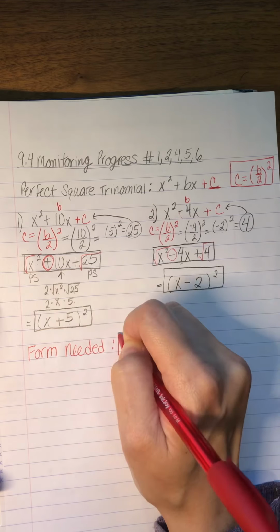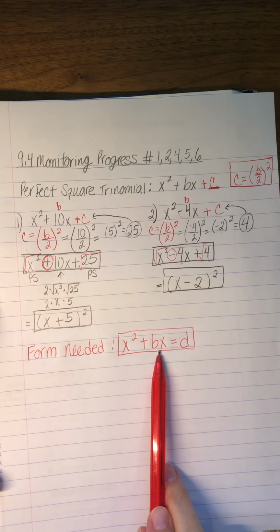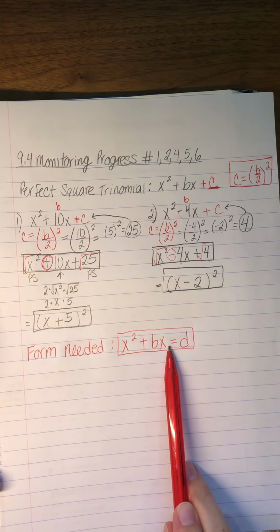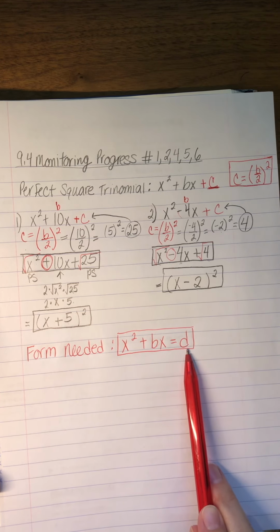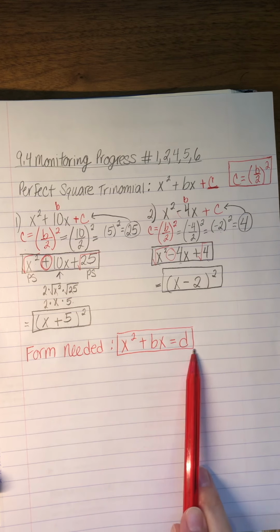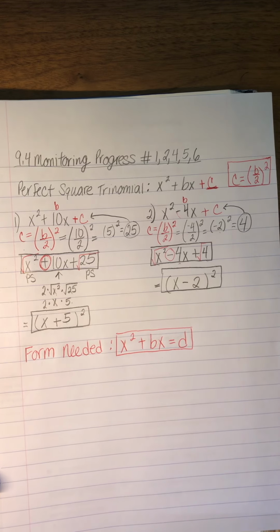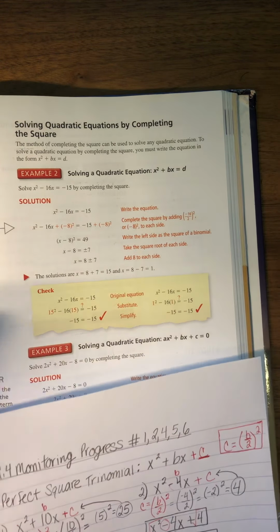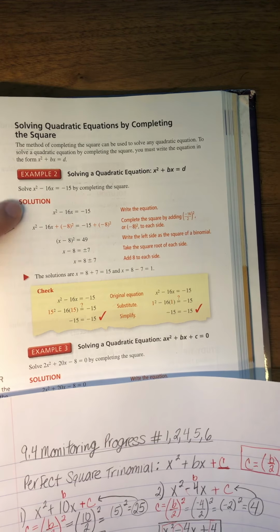The form that is needed is x squared plus bx equals d. That means that on the left side, we can only have an x squared and a bx. There cannot be a number in front of the x squared term, and there cannot be anything after the bx term. So this is what we need to start with, and it has to be equal to some number over here. Now we're going to solve this equation for x by completing the square. If you want a quick reminder, you should look in the textbook and follow along example 2. I'm going to do some monitoring progress questions like example 2.